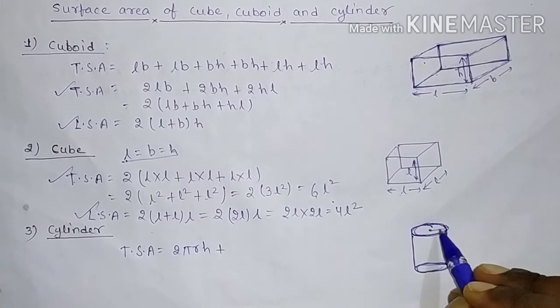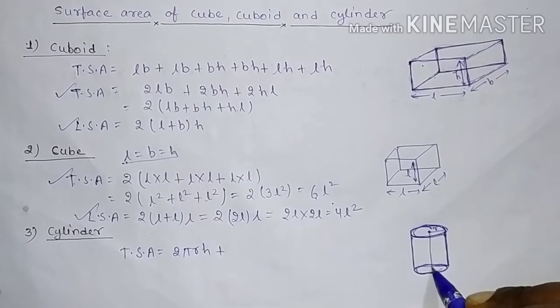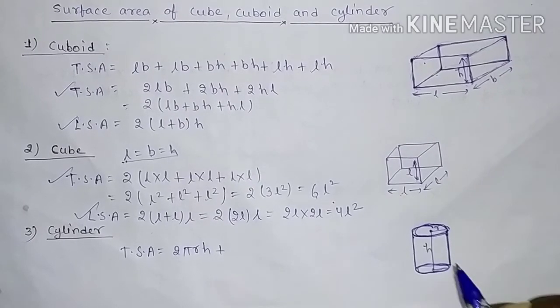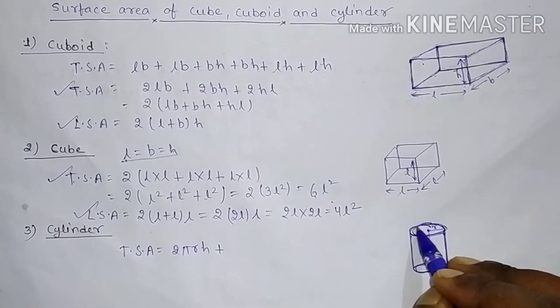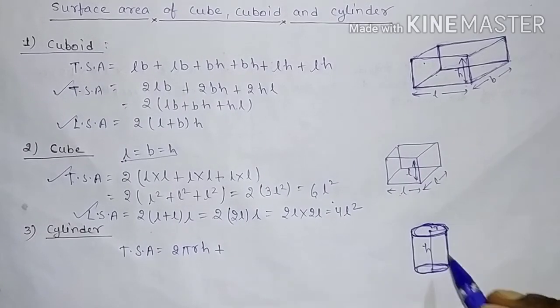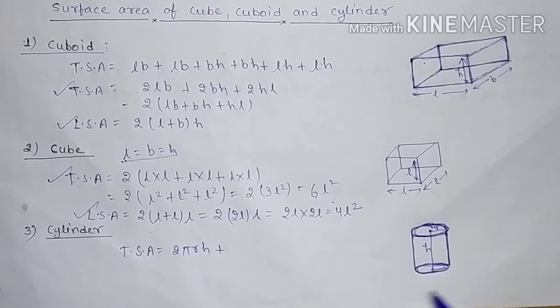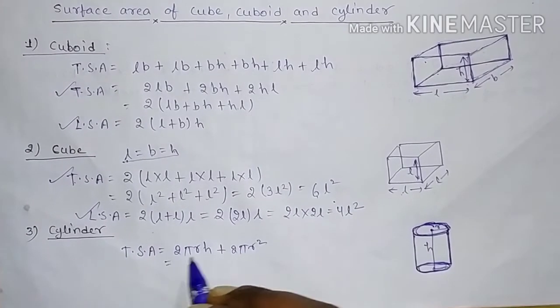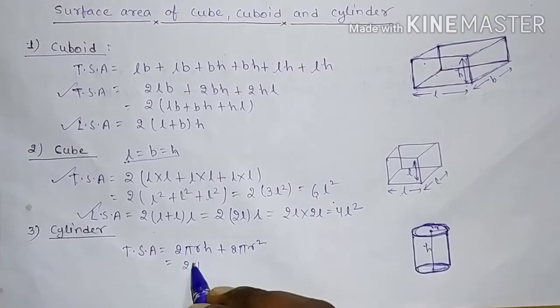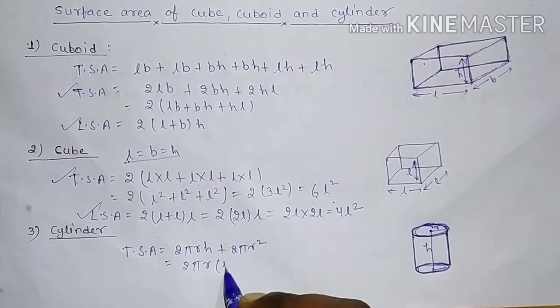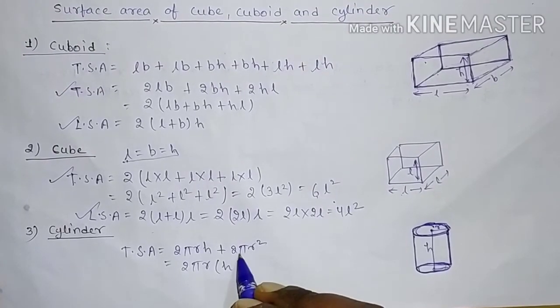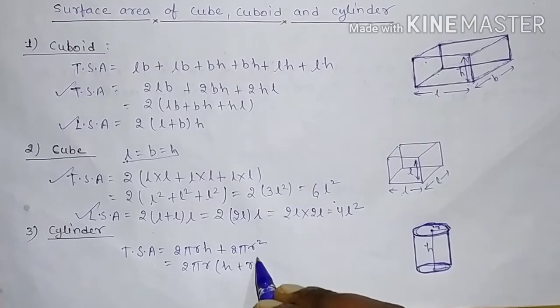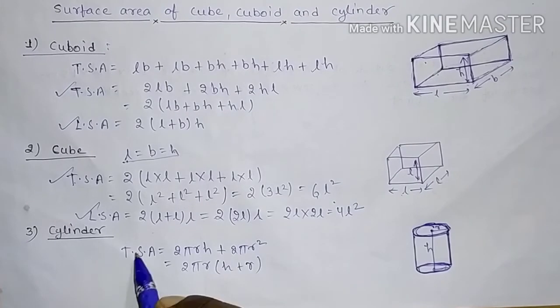Let's suppose this is r and this is h. The area of a circular part is pi r square, and there is another pi r square, so it will be 2 pi r square. Now just take 2 pi r common, and h plus r is left. So the total surface area of the cylinder is 2 pi r (h + r).